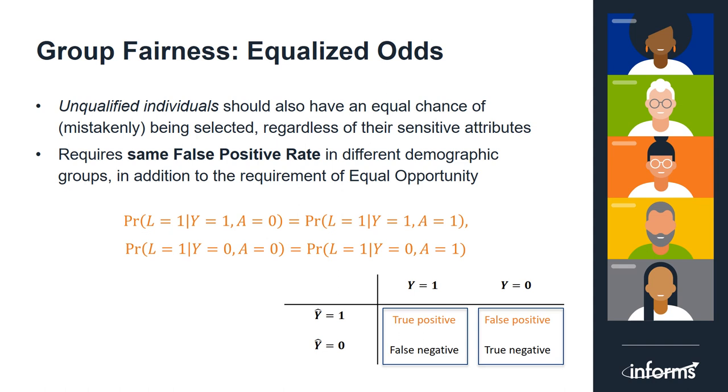Equal opportunity and equalized odds address some key drawbacks of statistical parity. First, they take individuals' qualifications into consideration. When one demographic group has both more qualified individuals and more approved individuals, it's no longer ambiguous whether the decisions are biased or justifiable under these two fairness notions.